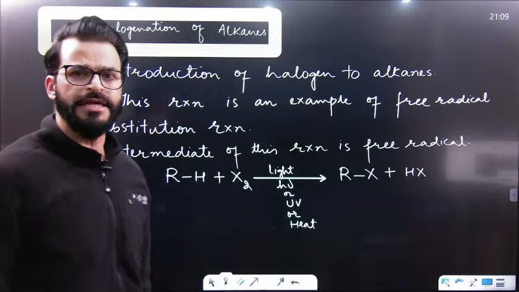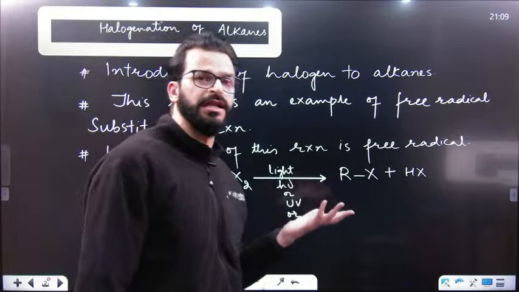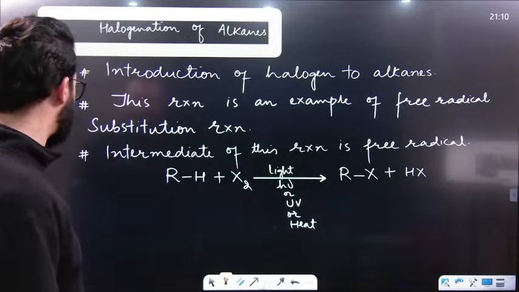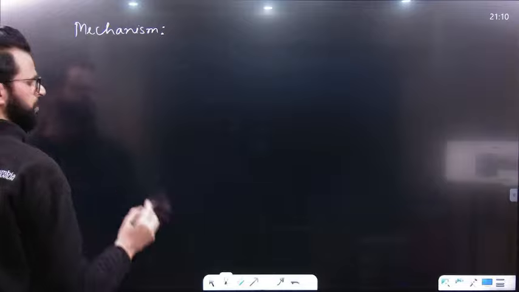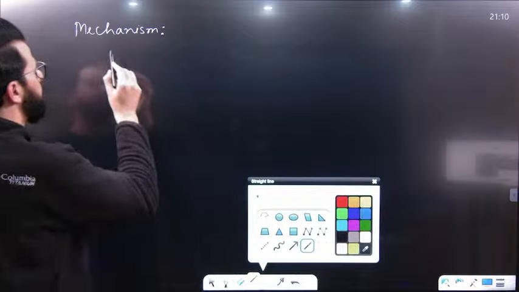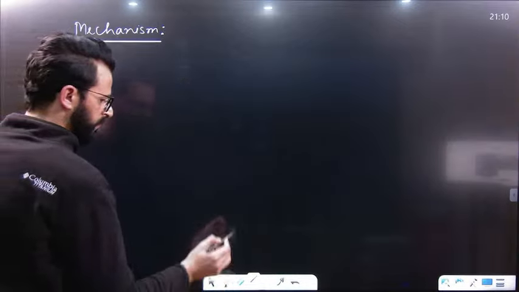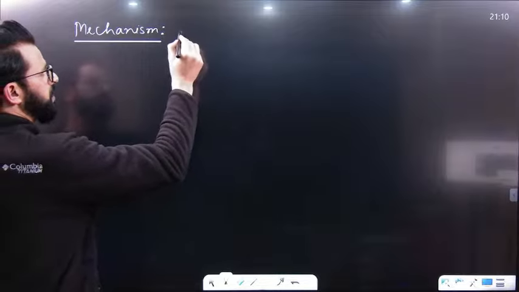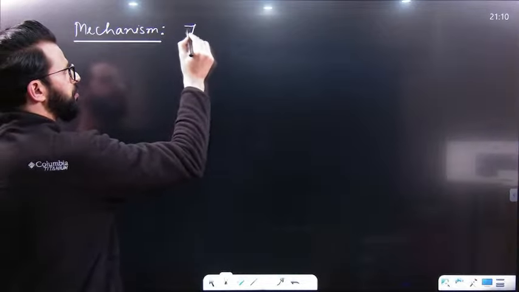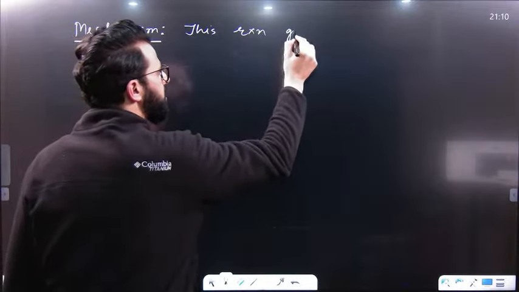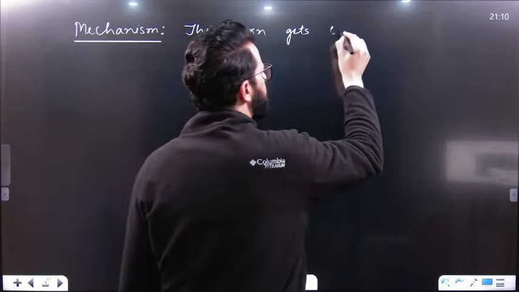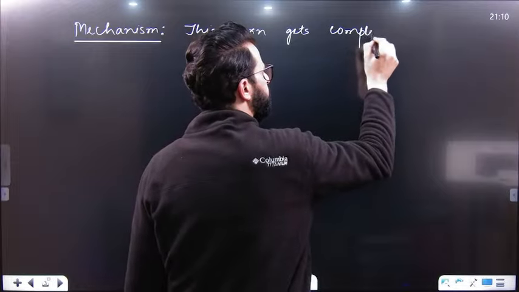Now, the question is, this reaction is free radical substitution. How actually does it take place? Have a look. We will discuss its mechanism a little bit, because the mechanism of this reaction is very, very important. First of all, as this is a free radical reaction, it gets completed in 3 steps. Free radical reactions generally get completed in 3 steps.